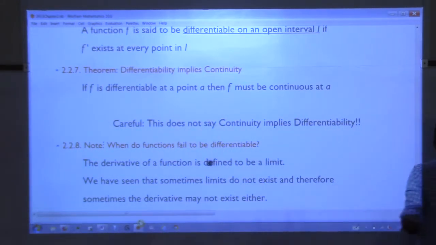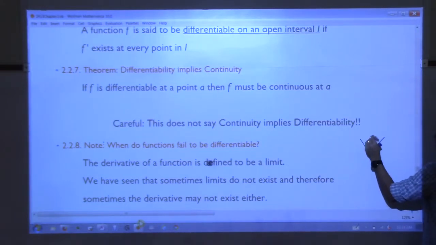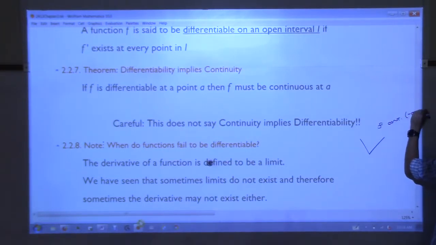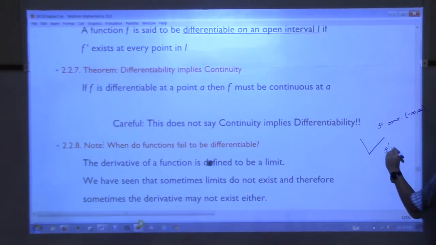So I just gave you an example of a function. This function f is continuous on negative infinity to infinity. Do you agree? You can draw it without picking up your pencil. But f prime does not exist at x equals 0. Do you agree? At that point. Now, does the derivative exist everywhere else? Yes?